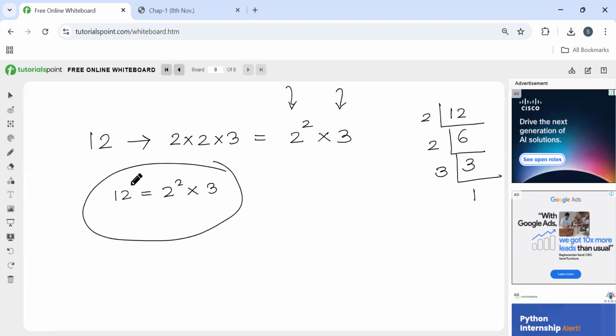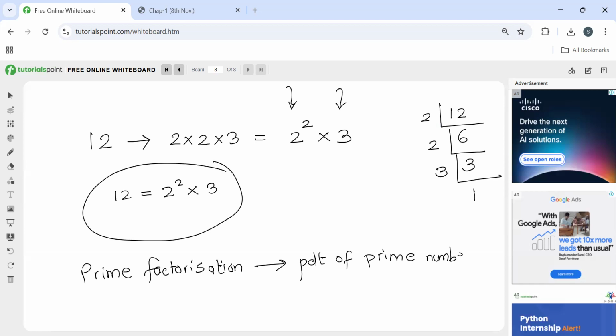So always remember that in the prime factorization method, you have to write the composite number as a product of prime numbers only. Always as a product of prime numbers.